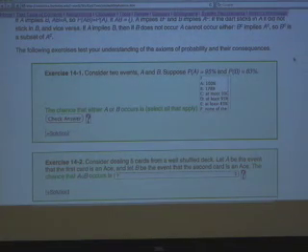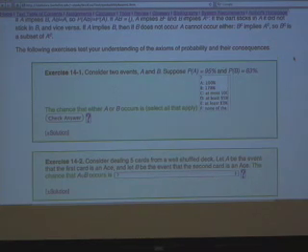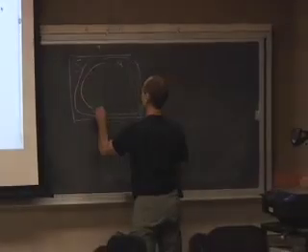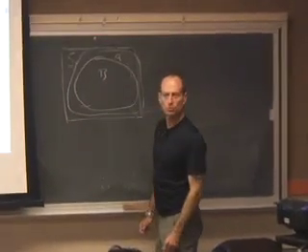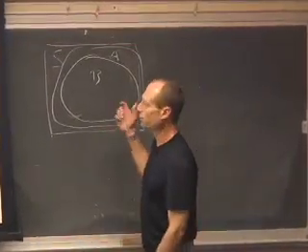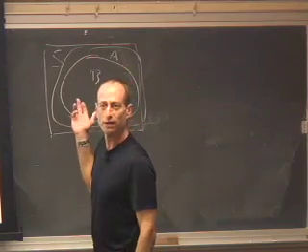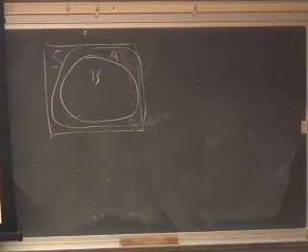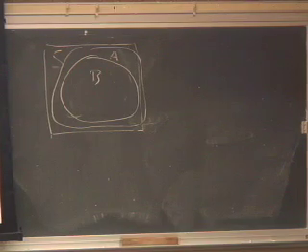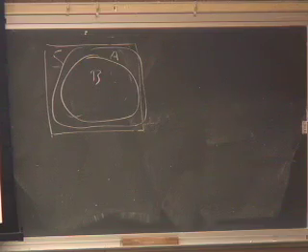No. Okay, in particular, the Venn diagram might look like this: A could be here, and B could be a subset of it, right? So the chance of their union could be just the chance of A, right? But that's not true.